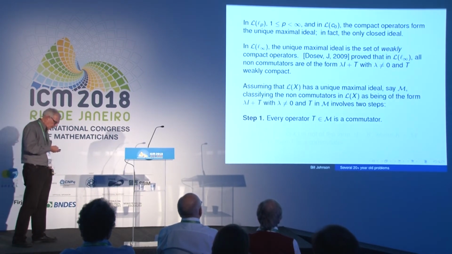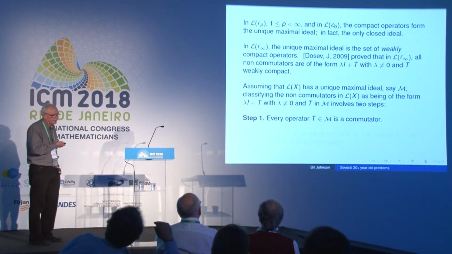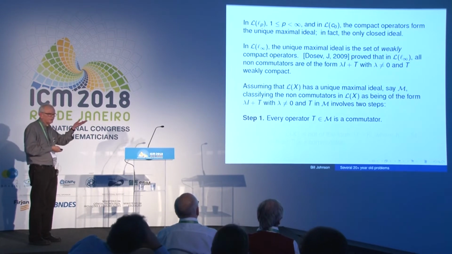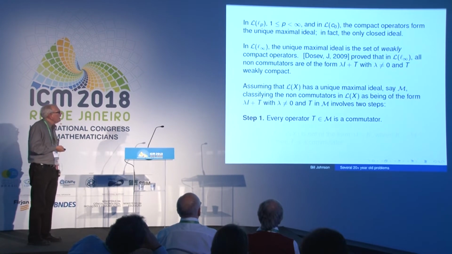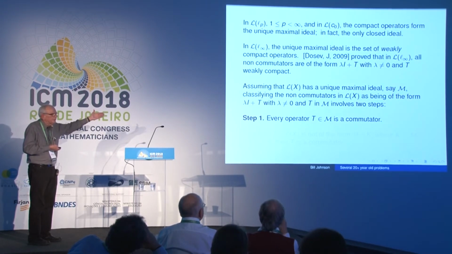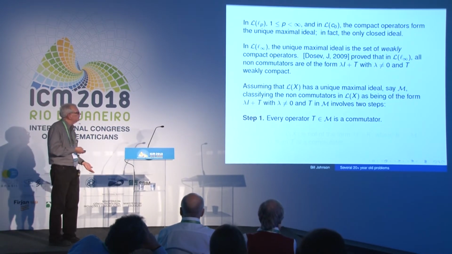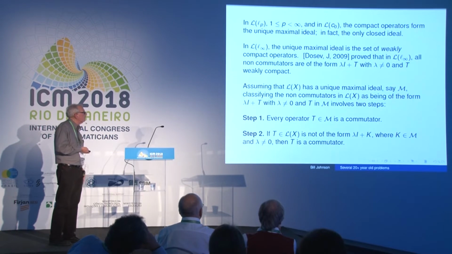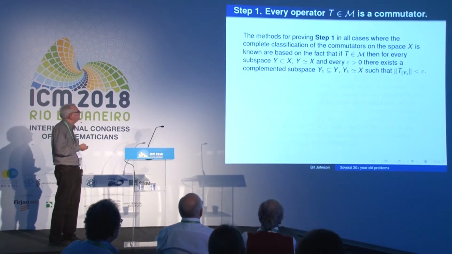Now, let me say something about approaches to this problem. Suppose you are looking at a general Banach space X, and let's assume for simplicity it has just one maximal ideal, not a big deal. And you want to classify the commutators as being all the operators that aren't excluded by the Wintner condition. So there are two steps. You first have to show that everything in the maximal ideal is a commutator, and then you have to show that these other operators are commutators if they're not excluded by the Wintner condition. So this actually breaks naturally this way.